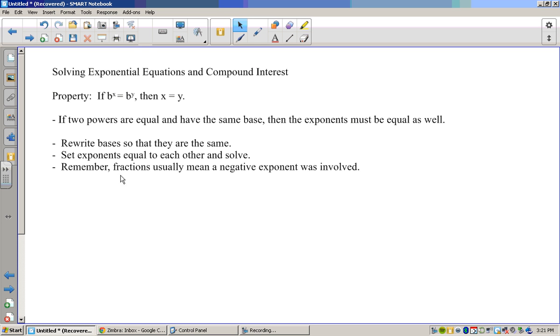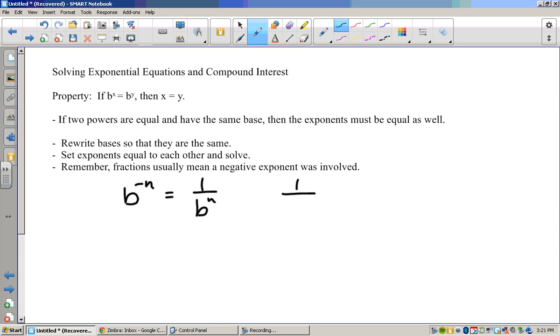As a little hint, if you have fractions, that usually means a negative exponent was involved somewhere. And the reminder there is, something to a negative power is 1 over that power to the positive. So, for example, if I had 1 over 8, that was really 8 to the negative first power. Those are the same ideas. We have to remember that as we go through and solve these problems. So let's jump right into it and see where we are at with all of this.